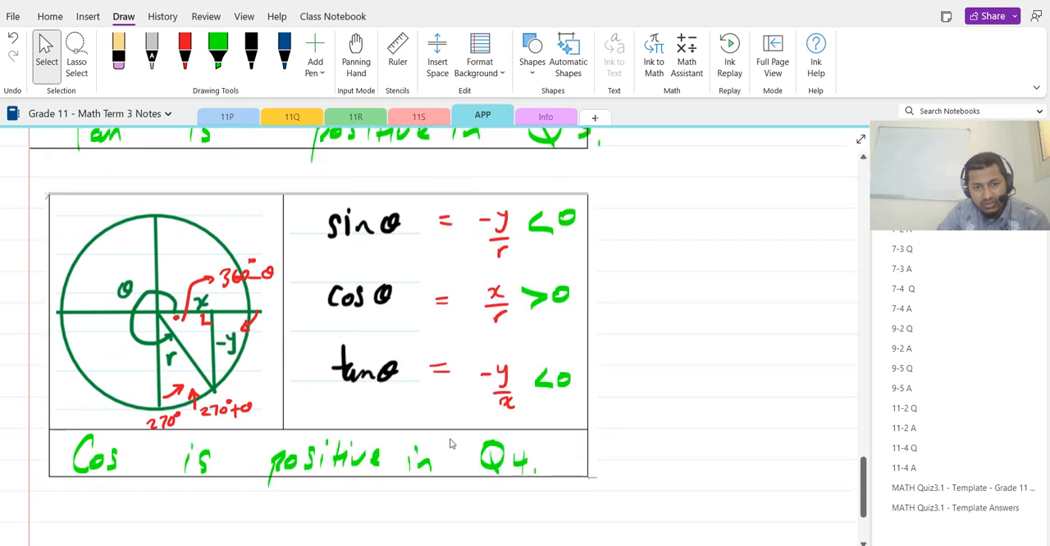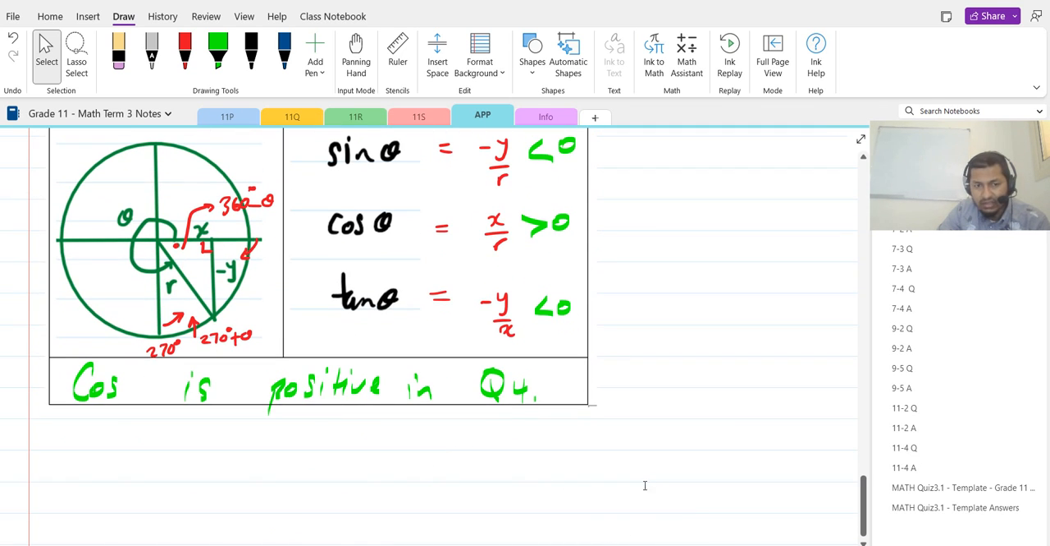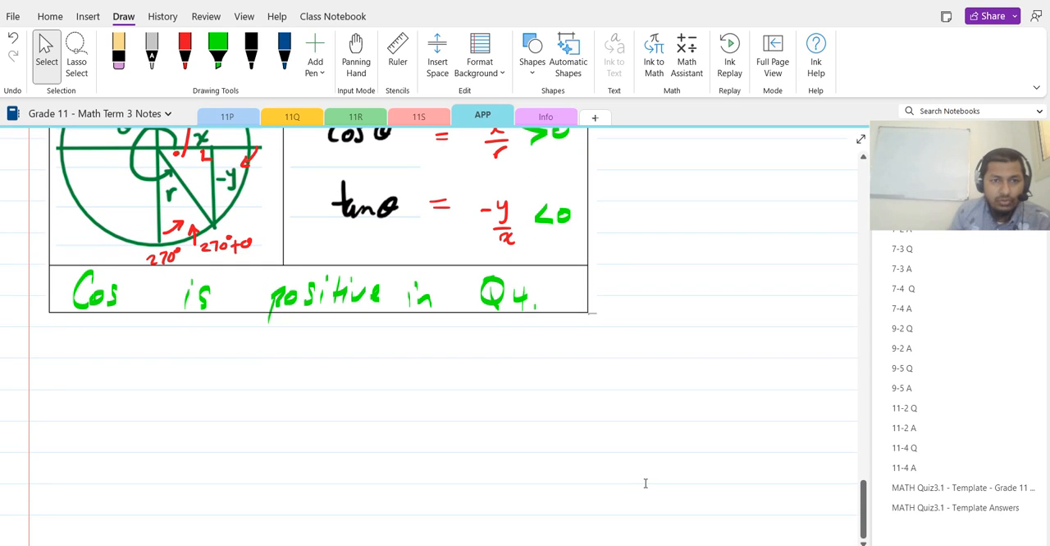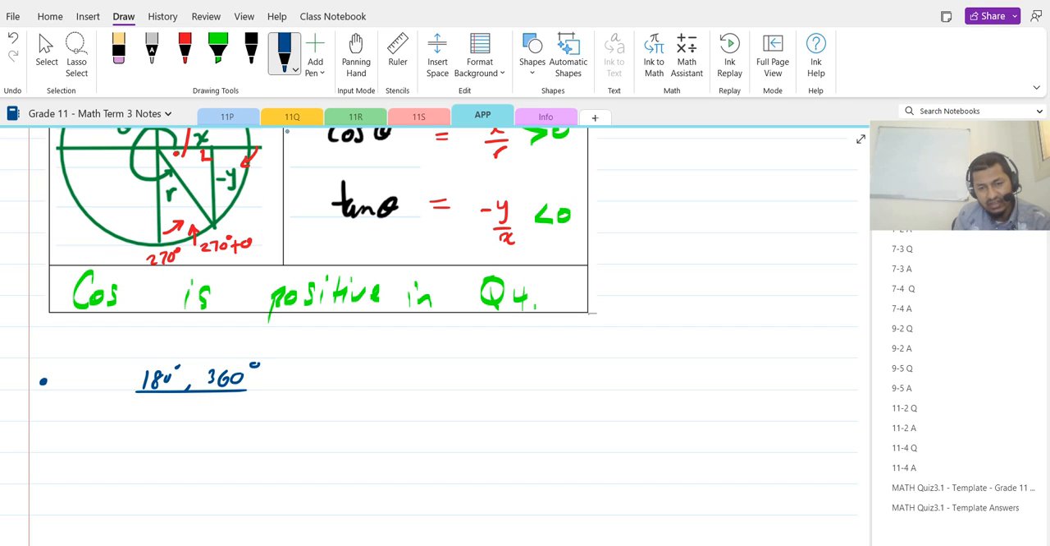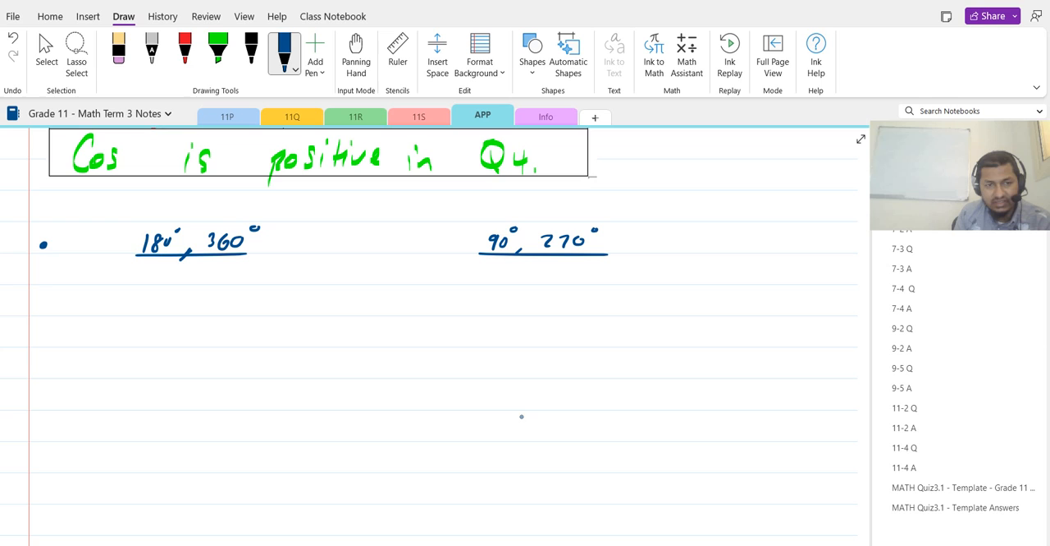Right, so this is our cast diagram. Now let us apply the cast diagram. How do we apply it? Examples before I start the first problem. If I say using 180 and 360 degrees, and if I have to use 90 and 270 degrees. So if I use 180, 360, how do I apply it?